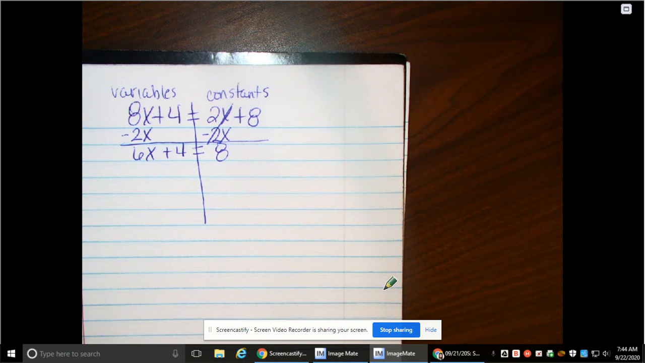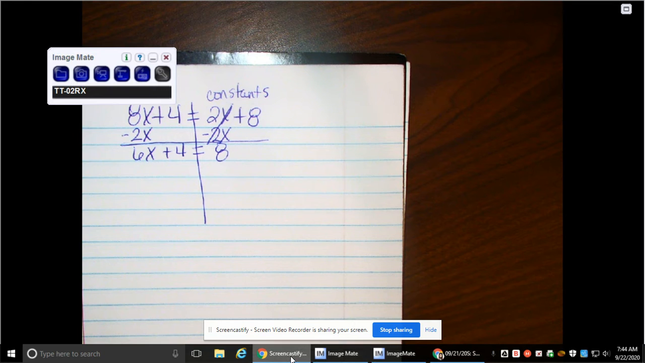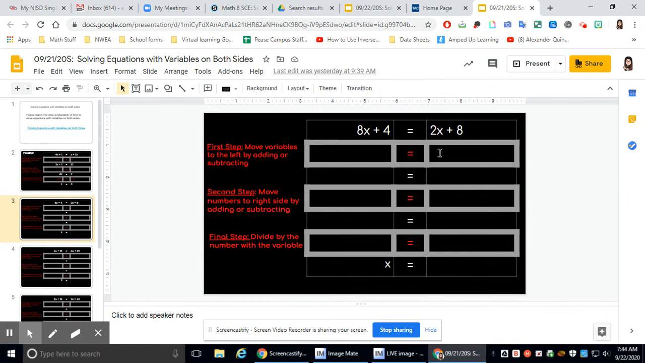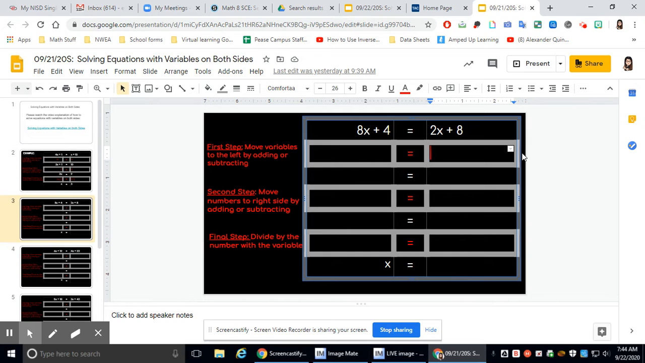First, let me show you how to complete the table with the information I just wrote down. Okay, so because we subtracted 2x, you're going to type in negative 2x or minus 2x. You're also going to do the same thing on the left side. And it's helpful if you move it over beneath the item you're combining it with.